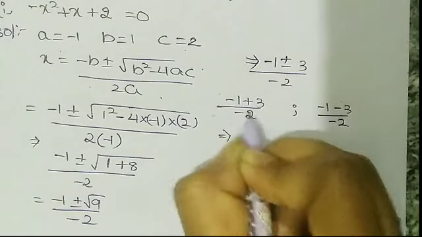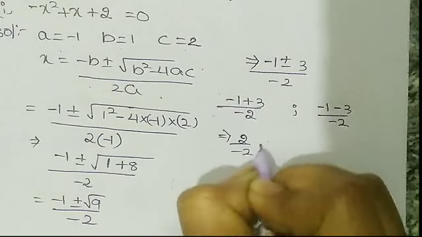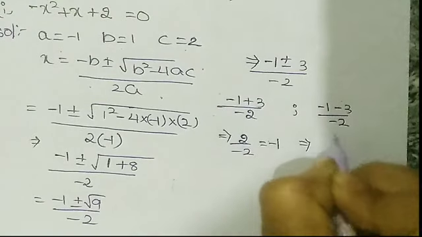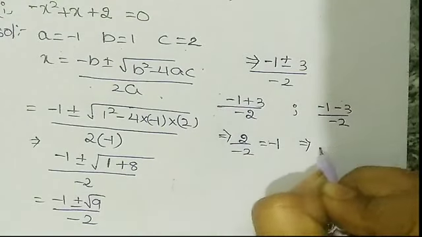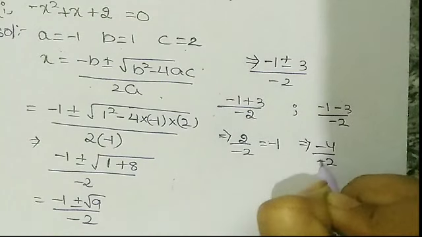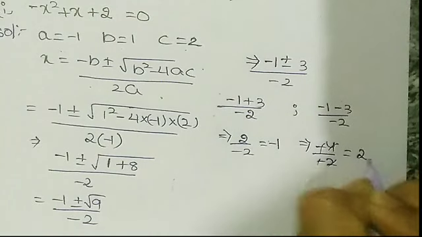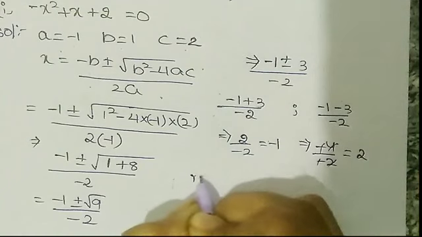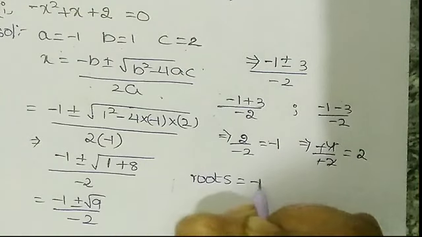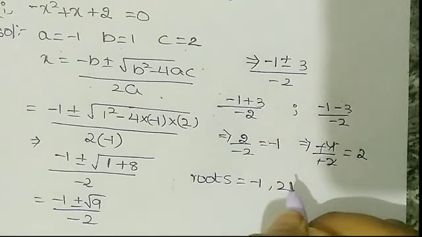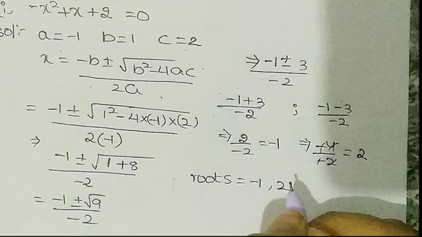And the fourth one is root 3x square plus 10x minus 8 root 3. From this equation, a is equal to root 3, b is equal to 10, c is minus 8 root 3. I have substituted the values: minus 10 plus or minus root of b square minus 4 times root 3 and minus 8 root 3. Then I got minus 10 plus or minus 14 by 2 root 3. So from this the roots are minus 10 plus 14 by 2 root 3 or minus 10 minus 14 by 2 root 3.